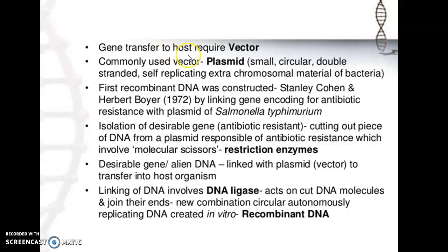So gene transfer to the host means to carry the gene from one organism to another. There is a need for a particular vehicle. That vehicle DNA is called a vector. Commonly used vectors are plasmids. They are generally found as small circular double-stranded self-replicating autonomous genetic material in the bacterial cytoplasm.